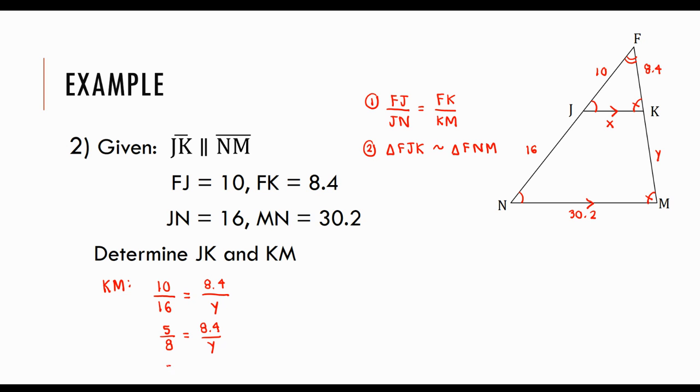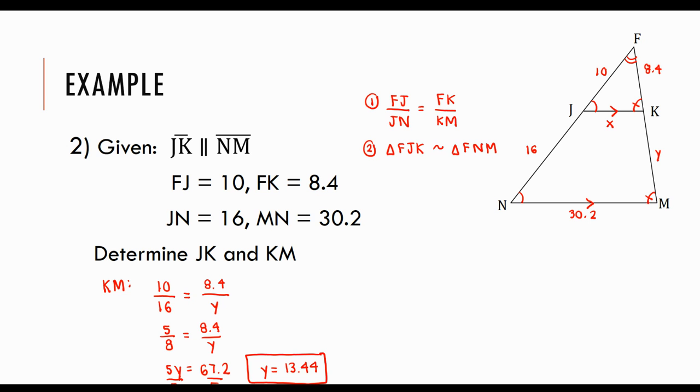If I cross multiply, we'll have 5Y equal to 8 times 8.4, which gets us 67.2. And then I'm going to divide both sides by 5. And I'm going to get then my side to be 13.44. Once again, it stopped at a nice decimal there. It didn't keep going and going and going. So it's okay if you leave it as a decimal.